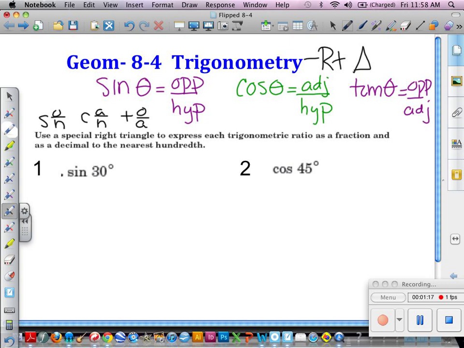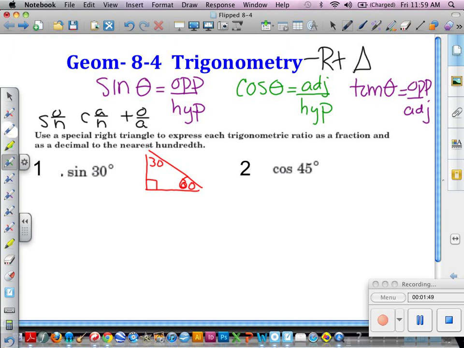Let's take a look at our first example. Use a special right triangle to express each trigonometric ratio as a fraction and as a decimal to the nearest hundredths. So the first problem is asking us to work with sine 30 degrees. So what I need in this problem is a 30-degree angle in my right triangle. This is my 30-degree angle. This is my 60-degree angle. And I have a right angle.